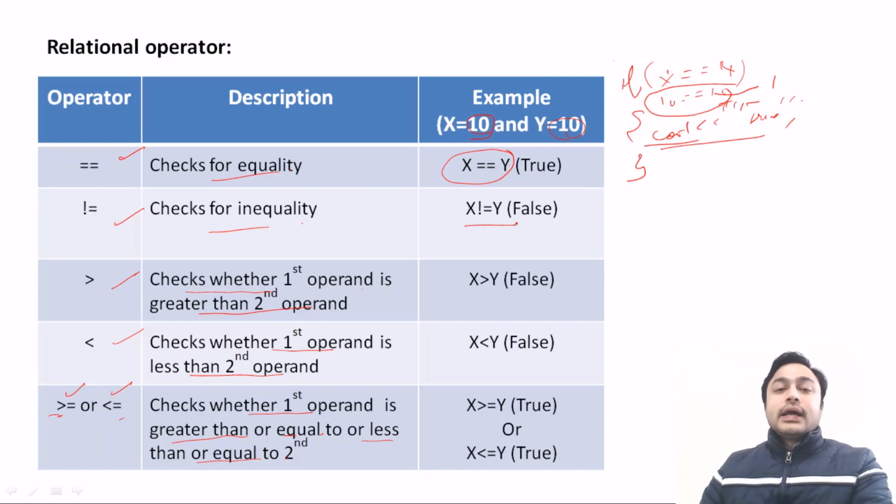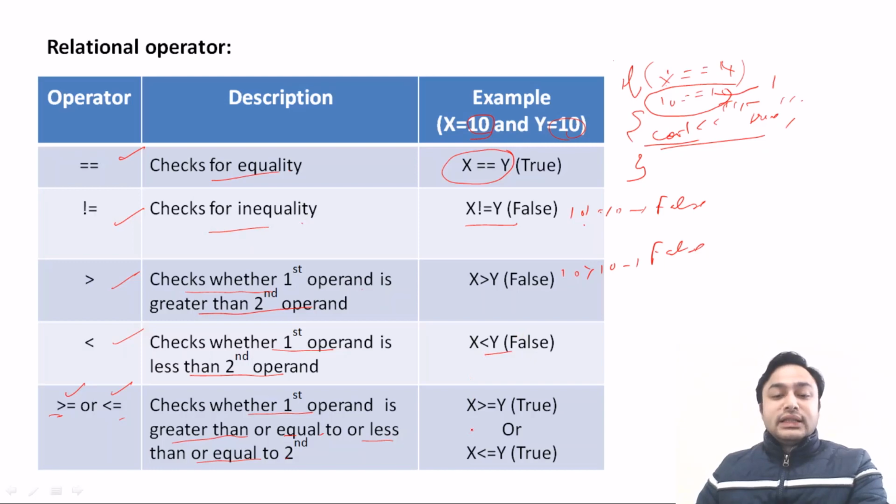Then in this case, again 10 is not equal to 10. The condition is false. In this case, 10 is greater than 10. Again, the condition is false. In this case, again, the condition is false. In this case, the condition is true because x is equal to y. In this case also, it is equal to y. So the final value of this condition will be true.